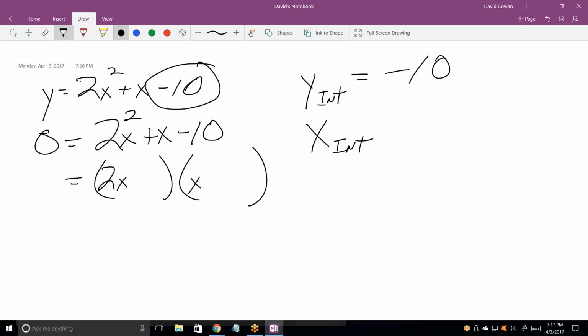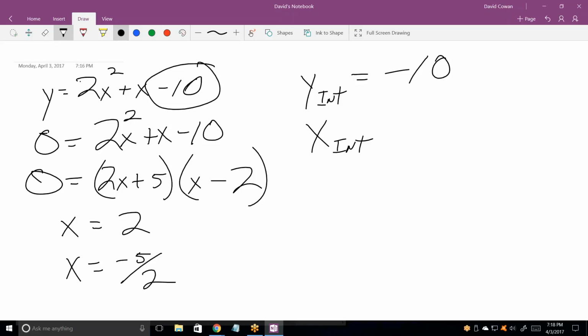2x plus 5 and x minus 2. Good. So if that's equal to 0, what are my solutions? 2 and minus 5/2. Right? In other words, the way you solve this is you set this equal to 0.